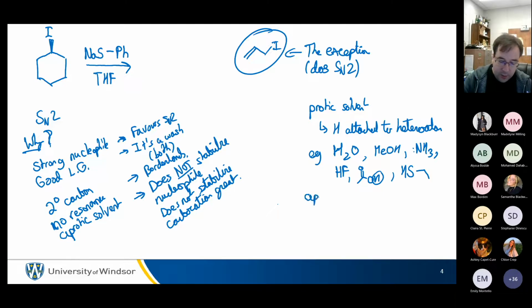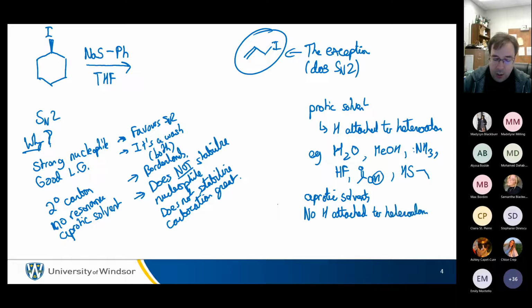Aprotic solvents. No H attached to heteroatom, because they're the opposite of protic. They are aprotic. Now, normally we're talking about polar aprotic, because you have non-polar aprotic. Hexane is a non-polar aprotic solvent. It's really boring, but you have polar aprotic ones. THF is one of them. There's an oxygen, which gives us polarity, but there's no hydrogen attached to it.